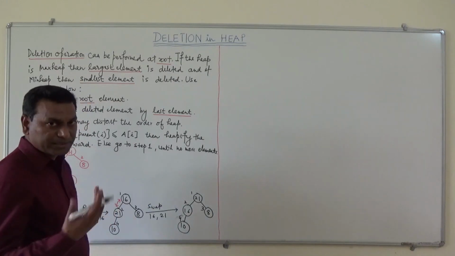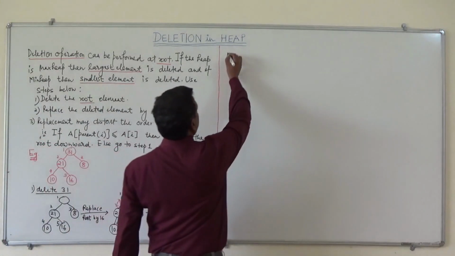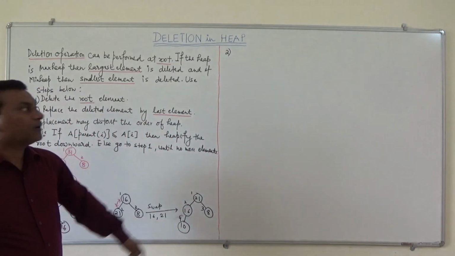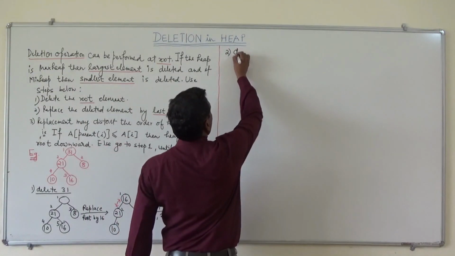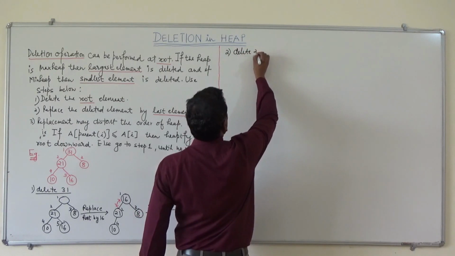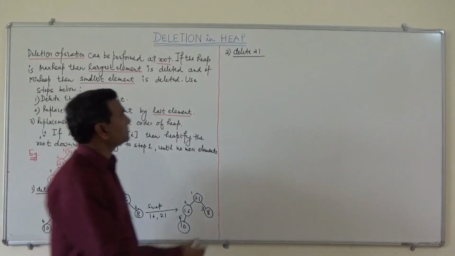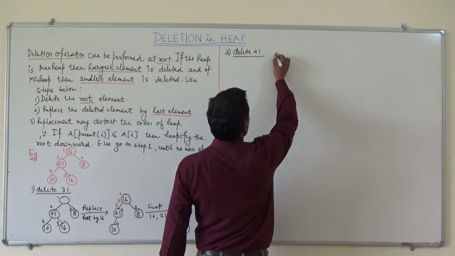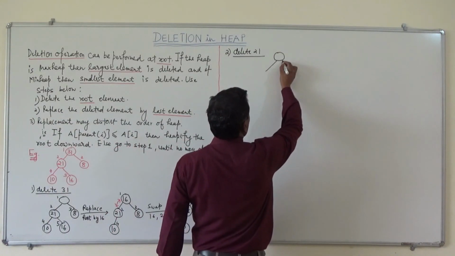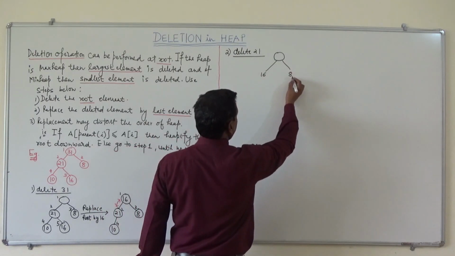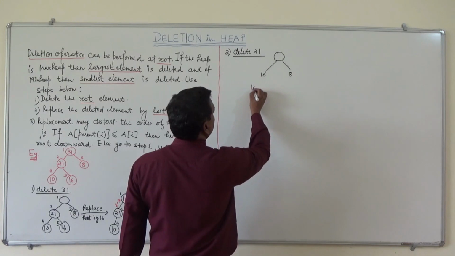So now we can delete the element. Now we will delete again root. Delete 21 now. So this 21 is deleted. 16, 8 and 10.